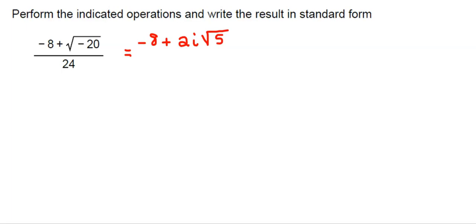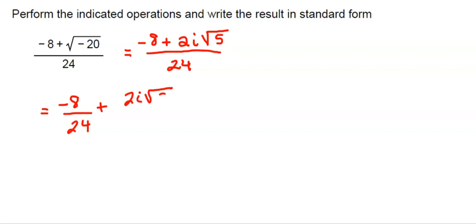Remember, we took a 4 out of the 20. That leaves us with a 5. We took the negative 1 out because the square root of negative 1 is i. And then that's all being divided by 24. So now, just like the last problem, let's break that up into two separate fractions. Negative 8 over 24 plus 2i times the square root of 5 over 24. And then let's simplify both fractions.